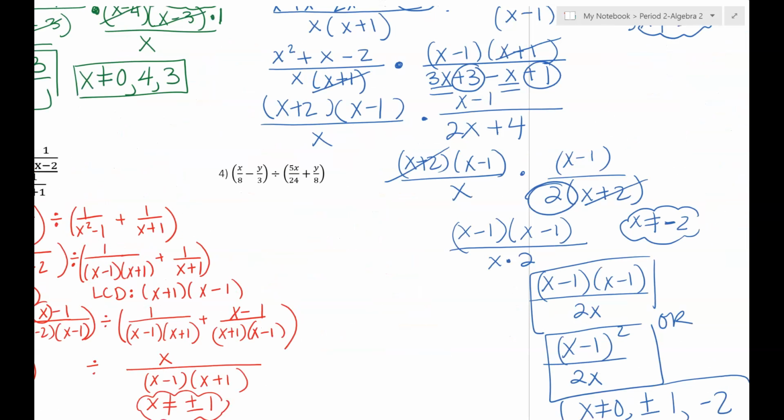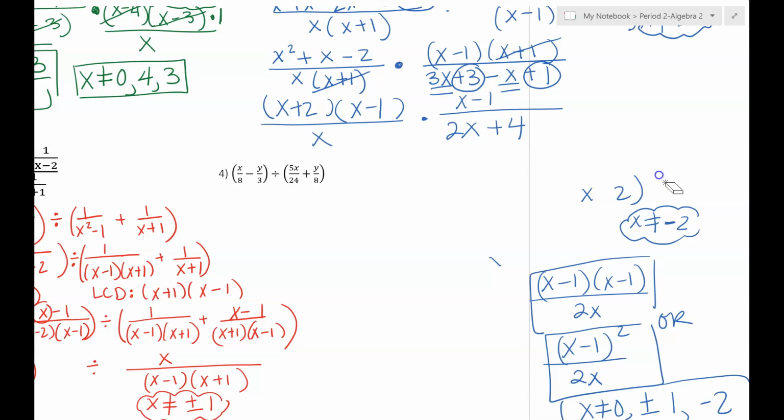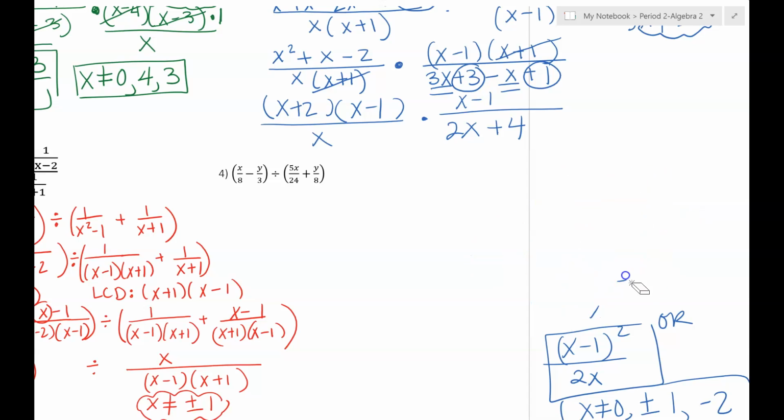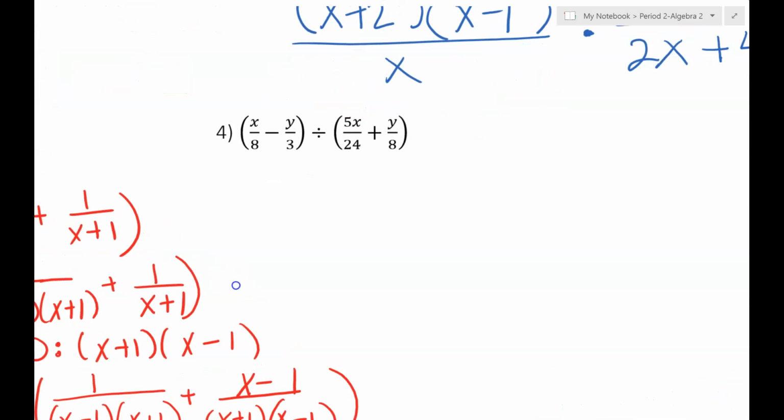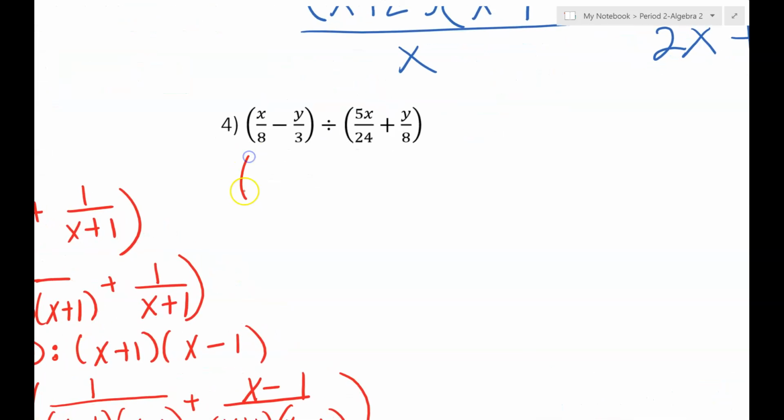Okay, so this one, can you guys see that it's already written horizontally for us? Yeah, we don't even have to rewrite it. So first things first, what's the LCD for the first quantity? 24. Okay, so this one, we go 24 minus something 24.